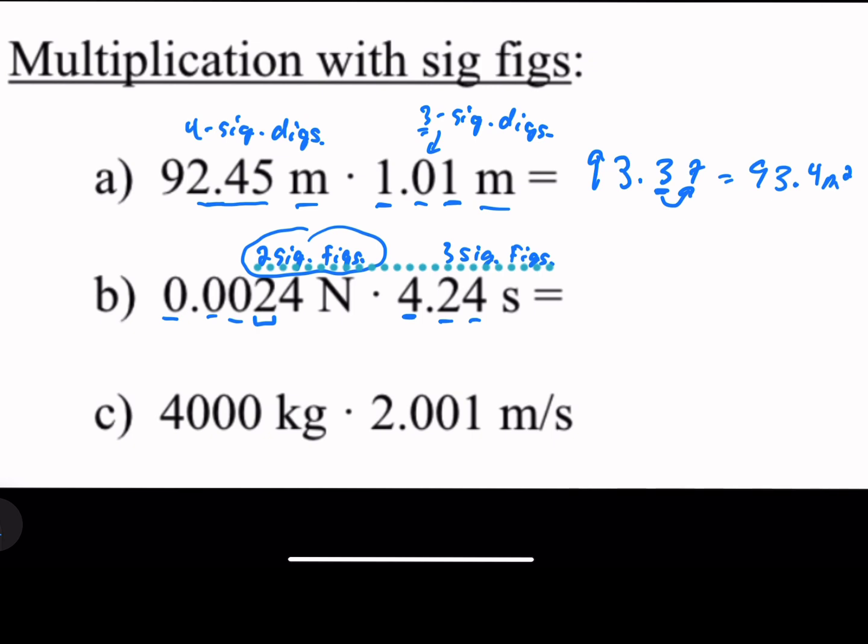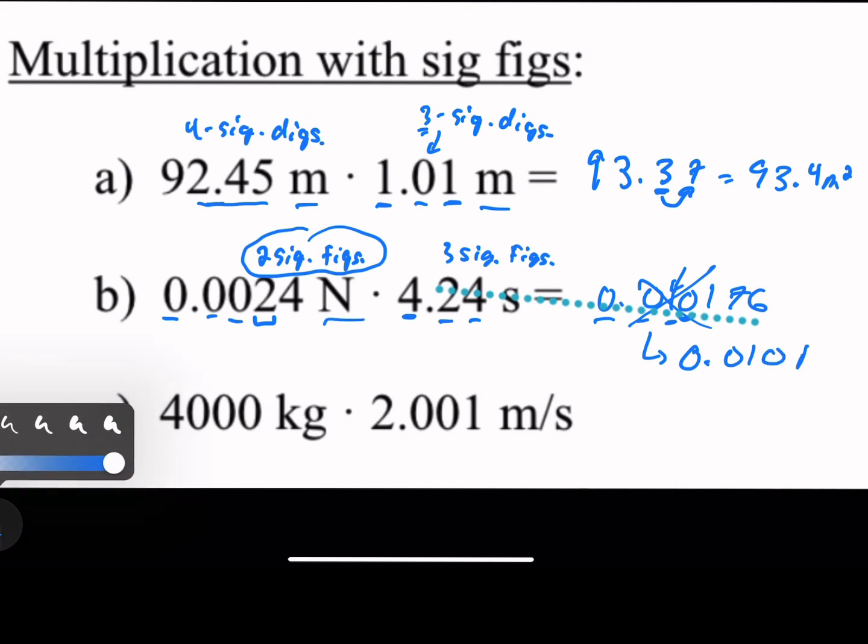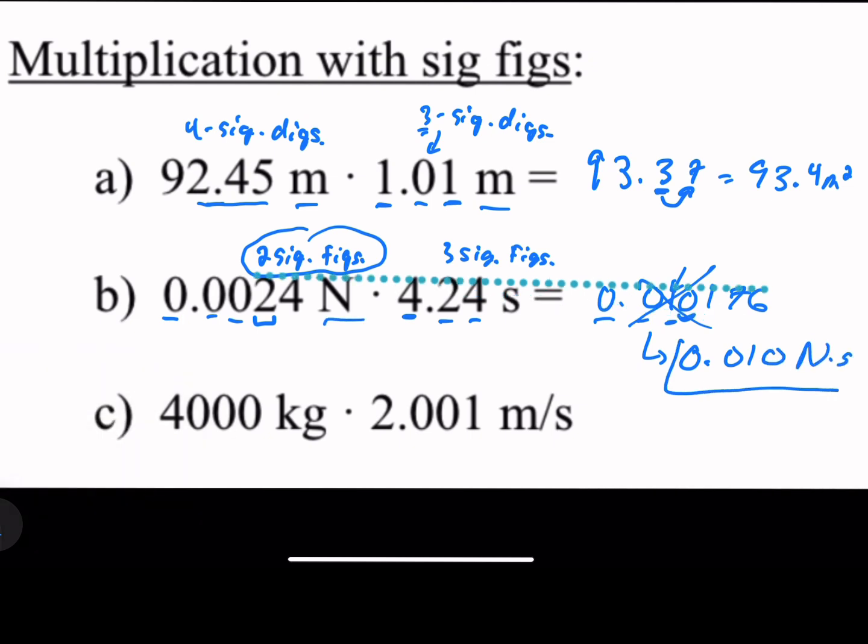So when you plug this into your calculator like we did previously, you should get a value of about 0.010176. However, we only want 2 significant digits. So these zeros, because they're to the left of the first non-zero digit, which is 1, are not significant. The 1 is significant over here. And then the 0 that follows it, because it's a decimal number, is also significant. So our final answer is going to be 0.010, and then carrying the units over, that's going to be newtons times seconds.